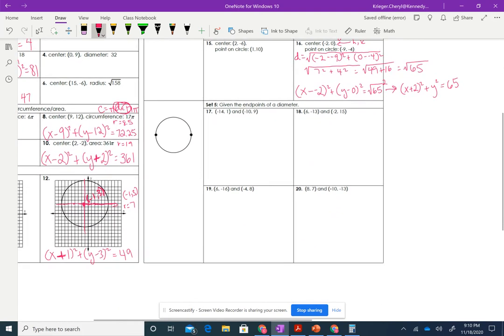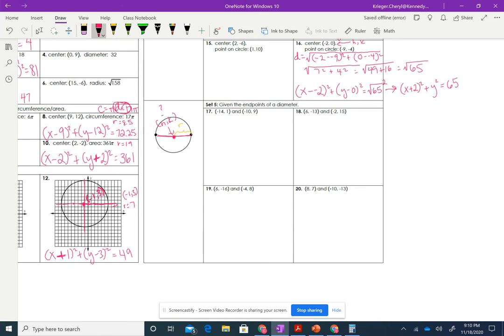So in set 5, they make it a tiny bit harder by not giving you the center. So don't let that trick you. You still are going to have to find the radius. So here's my radius, you have to find r. And you have to find h, k. So how are you going to do that?